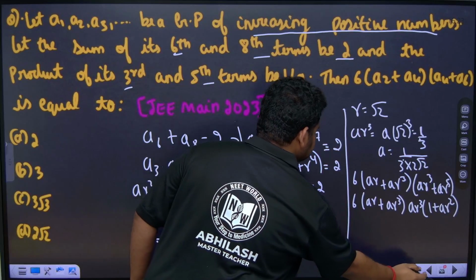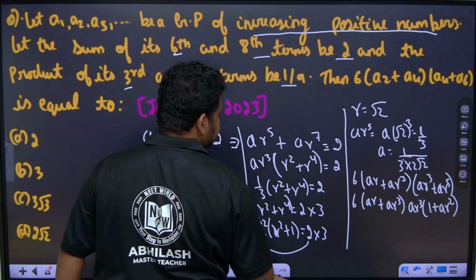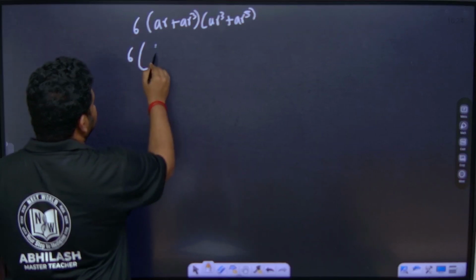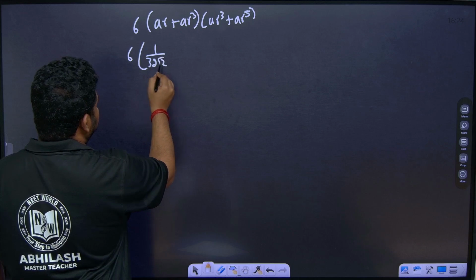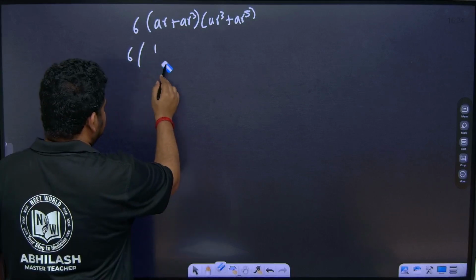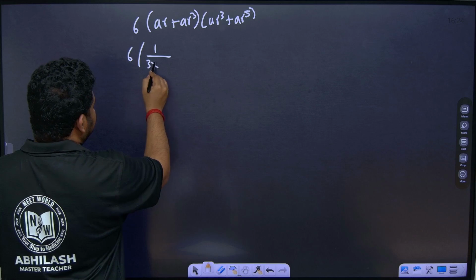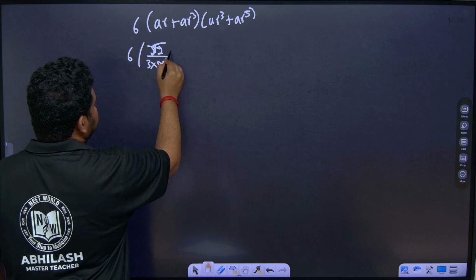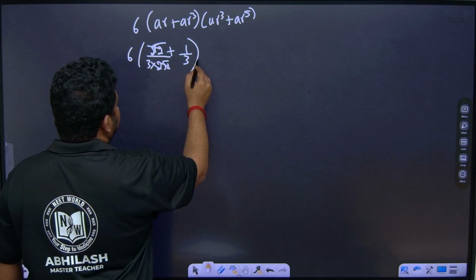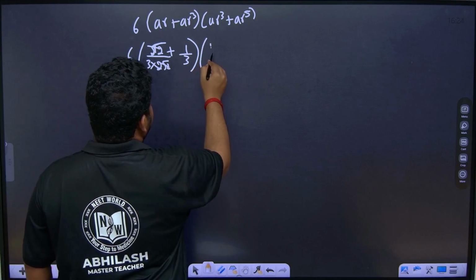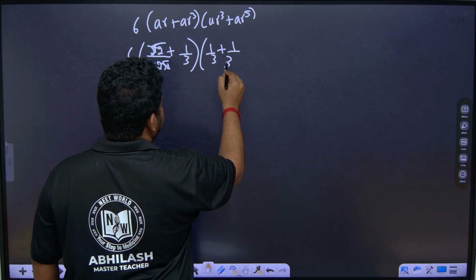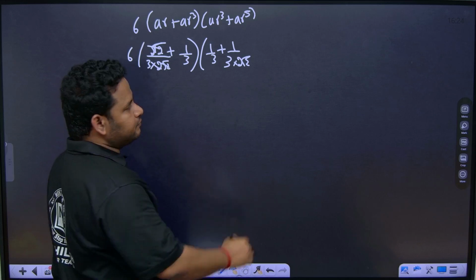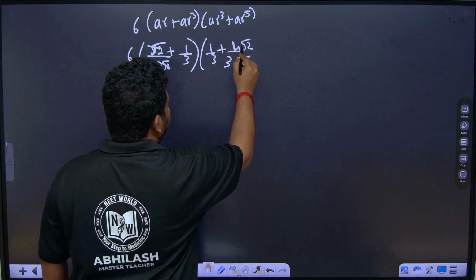Now what did I get for a? I got it as 1 by 6 root 2. Yes. Let me write it as 1 by 3 into 2 root 2. This r is root 2, so root 2 cancels. ar cube is 1 by 3. Root 2 to the power of 5 is 4 root 2, so root 2 cancels.